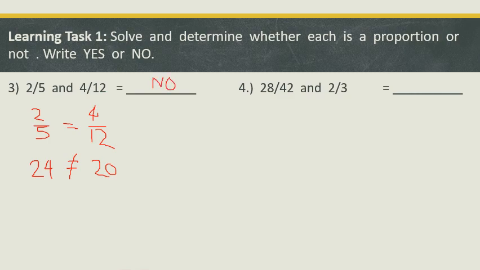So, hindi sila proportion. Next, we have 28 is to 42, as to 2 is to 3. So, multiply lang natin 28 times 3. So, 28 times 3 is 84. Then, 42 times 2 is 84. So, since pareho sila ng product, so ito po ay proportion.